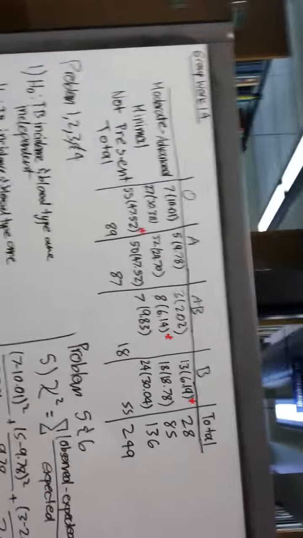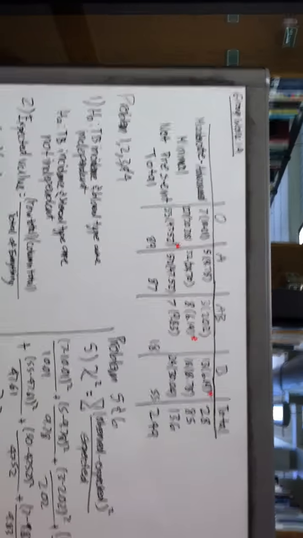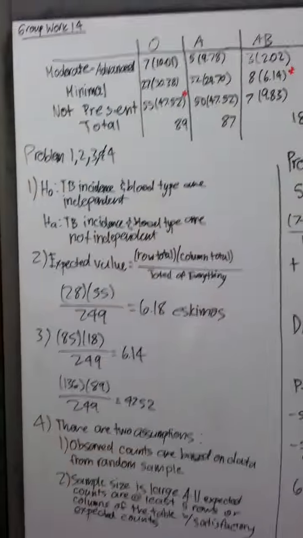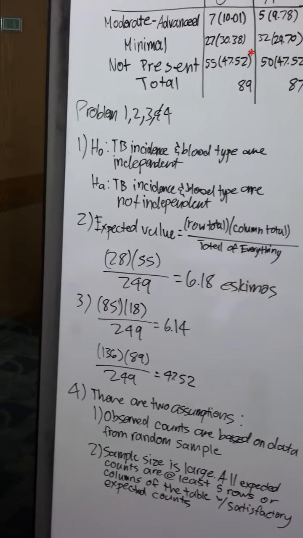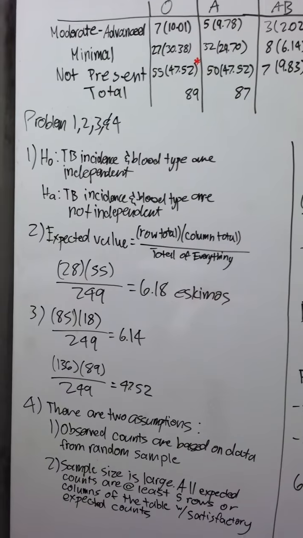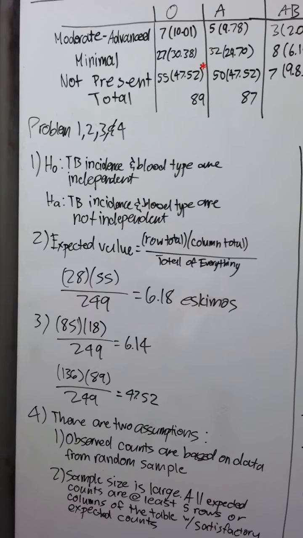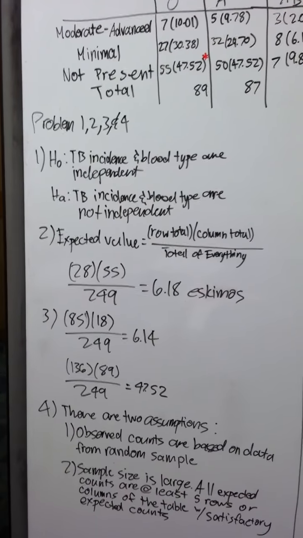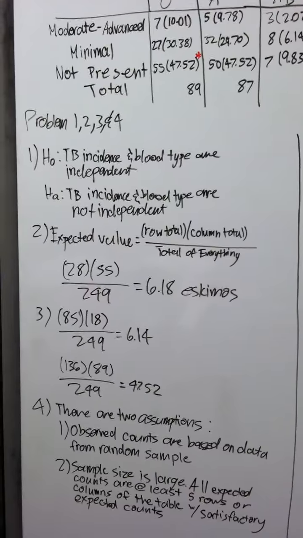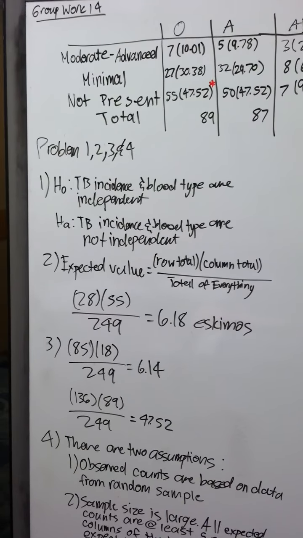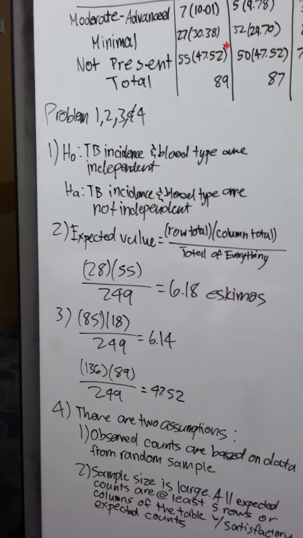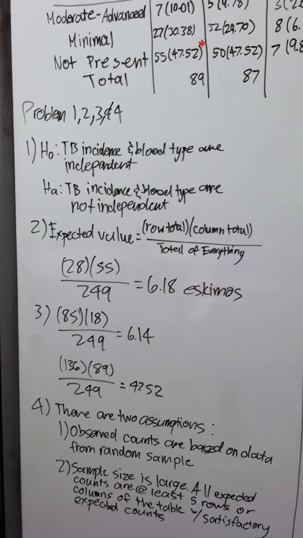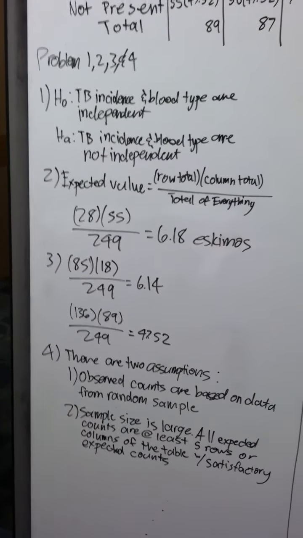Here's the data, and here's the table. And I will be doing problems 1, 2, 3, and 4. In question 1, it says, state the appropriate null and alternative hypothesis for a test to determine if there is a relationship between TB incidence and blood type. So in this case, our null would be that the TB incidence and blood type are independent, and our alternative hypothesis would be that TB incidence and blood type are not independent.